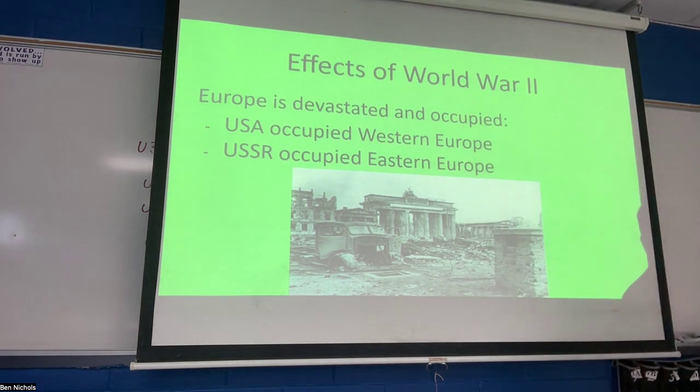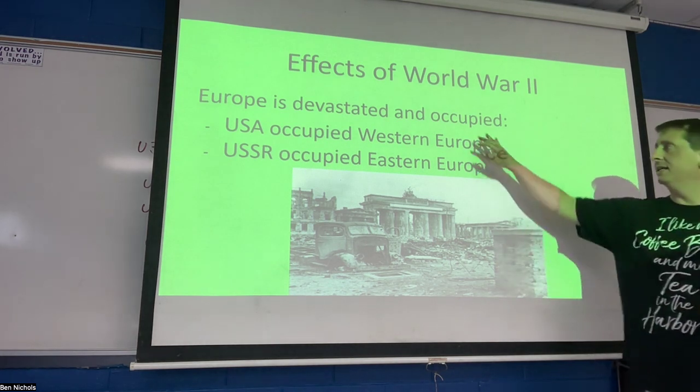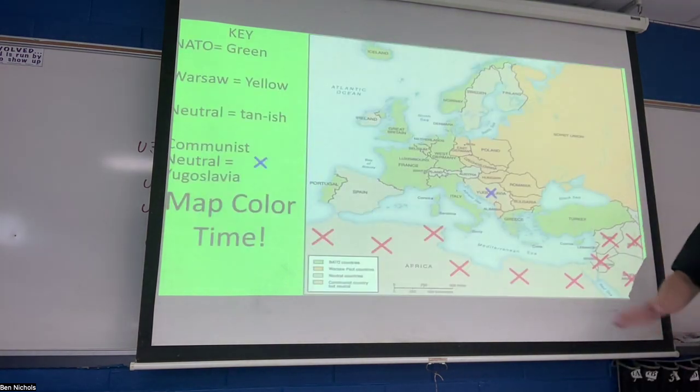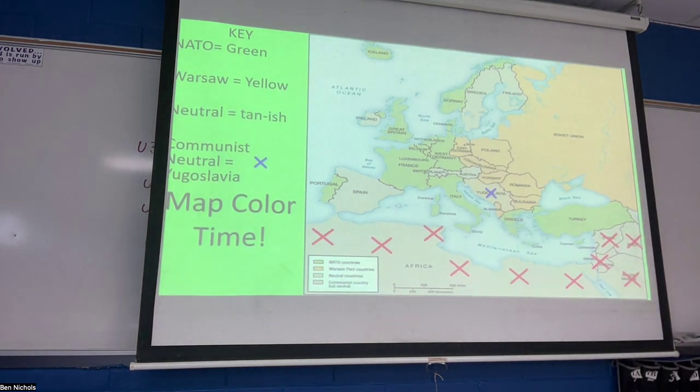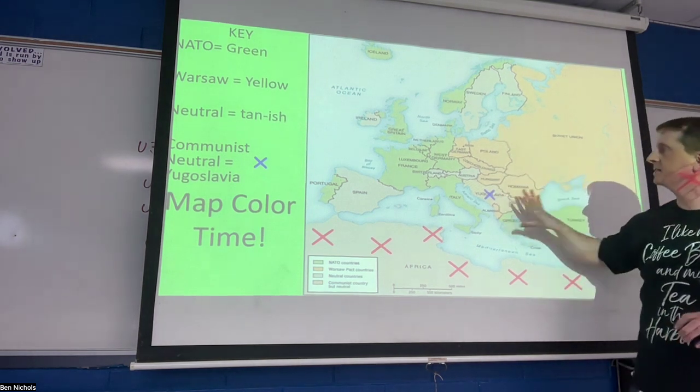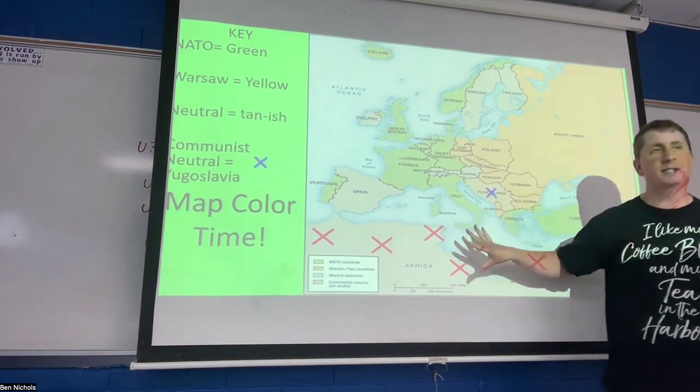Europe needs to be rebuilt. Secondly, Europe is occupied. The western part of Europe is occupied by the United States. The eastern part of Europe is occupied by the Soviet Union. And it is this split right down the middle that at least lays out the landscape of the Cold War. We've got the East controlled by the Soviets, the West controlled by the US.